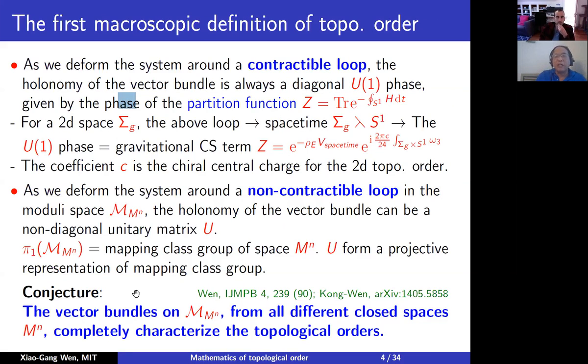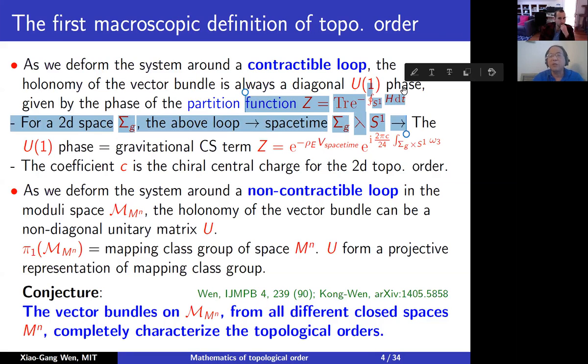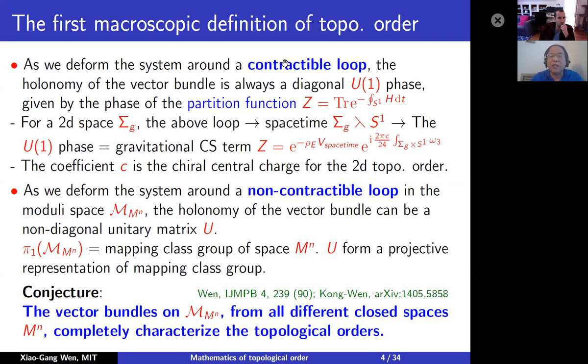However, for this vector bundle on the moduli space, we can consider a contractible loop on the moduli space. And this contractible loop in the moduli space would give you a holonomy, which really gives you a U(N) matrix. N is this degeneracy. However, for the topological order, this vector bundle is very special. Around the contractible loop, this holonomy actually is a purely diagonal U(1) phase. This U(N) matrix is diagonal, only having a diagonal U(1) phase. Okay. And this diagonal U(1) phase is related to something in physics called the partition function. Okay. And so this partition function is associated with this contractible loop, or this holonomy of the vector bundle around the contractible loop. Okay.